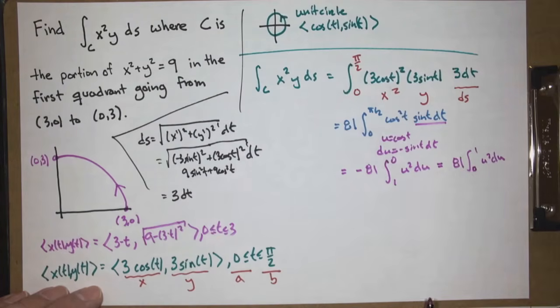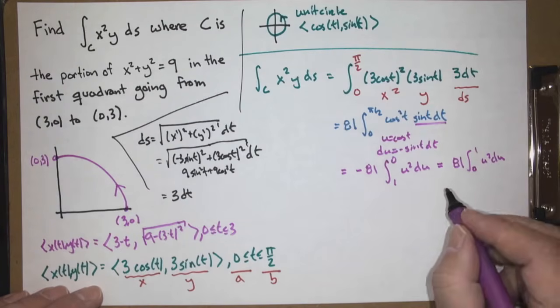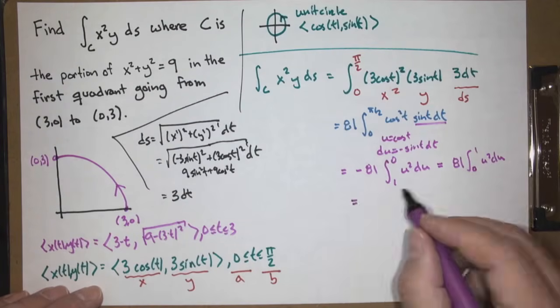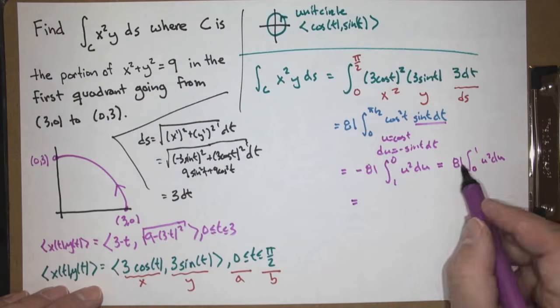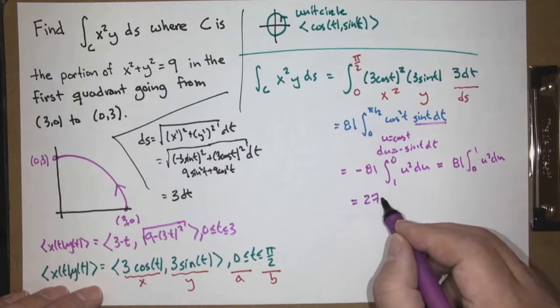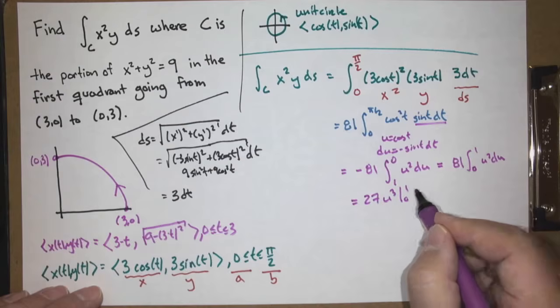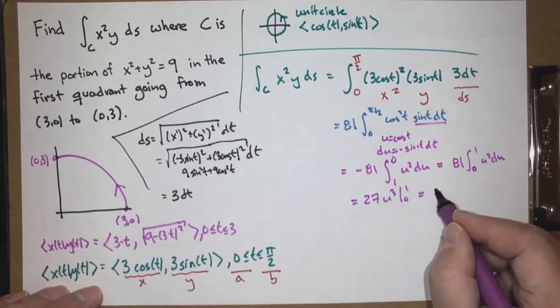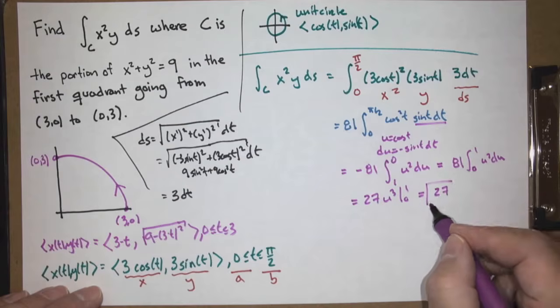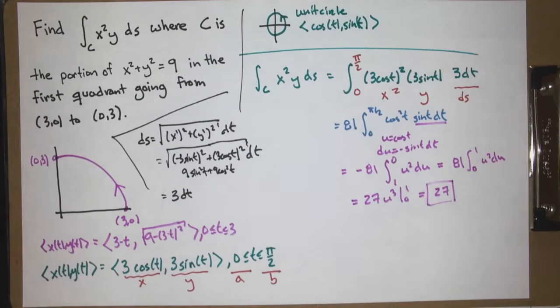What is the integral of u squared du? Yeah, one third u cubed. So one third times 81 makes it 27. Evaluate from 0 to 1. We end up with 27. Wow. Cool, cool. It works like a miracle. All right. Any questions?